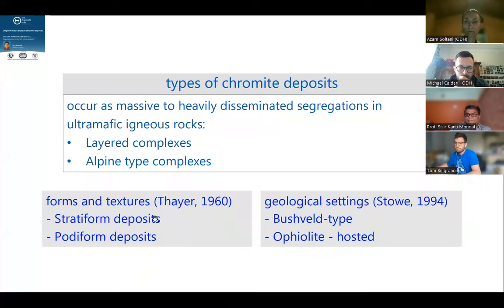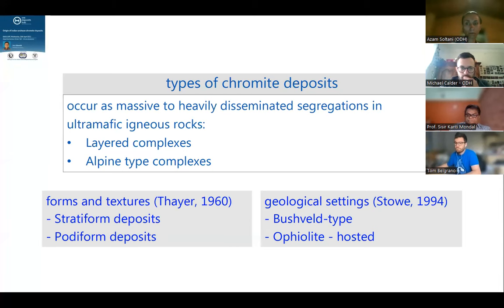Stratiform deposits are coming from layered intrusion. Podiform deposits are coming from the upper mantle part of the ophiolitic complex. In 1994, Clive Choi classified chromite deposits based on geological settings, which is more simplified and more appropriate, I think. One type is the Bushveld type chromite deposits, which are basically intracontinental reef-related layered intrusion-hosted chromite deposits. Ideal examples are the Bushveld complex, the Stillwater complex, the Muskox layered intrusion, or the Great Dyke.